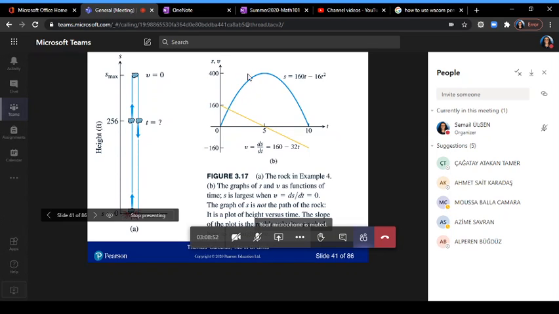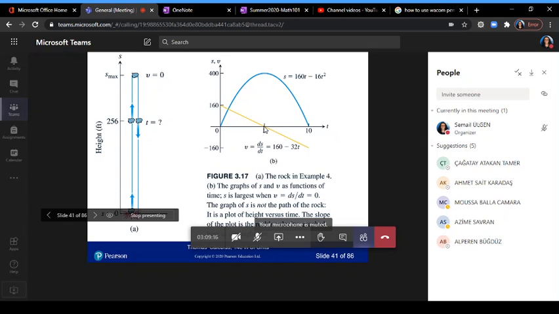Let's first understand the blue one. At the beginning, the position is 0, and then it has a velocity of 160 feet per second, I guess. At the beginning, the rock has the velocity 160, and it's going to go up.